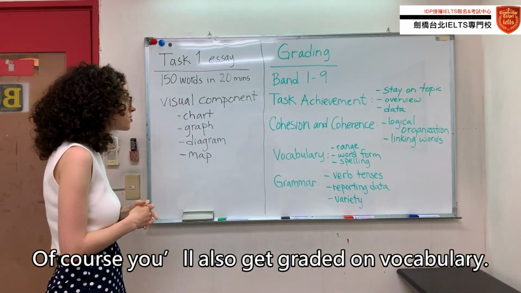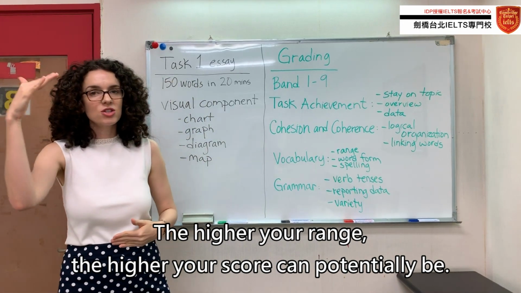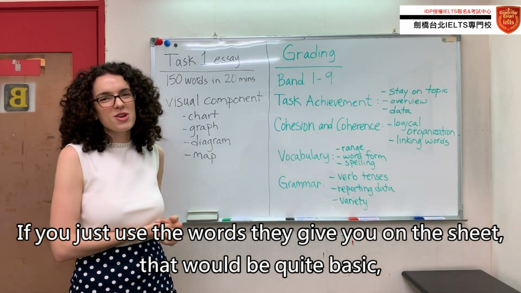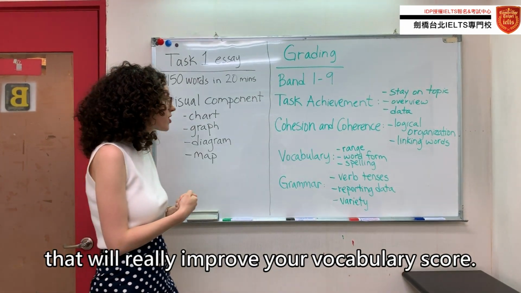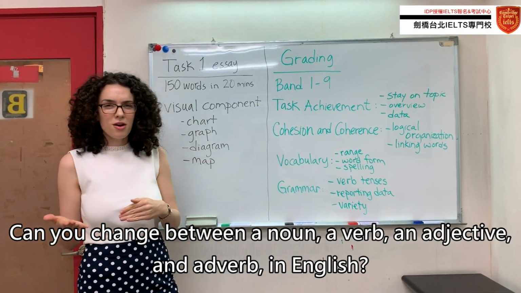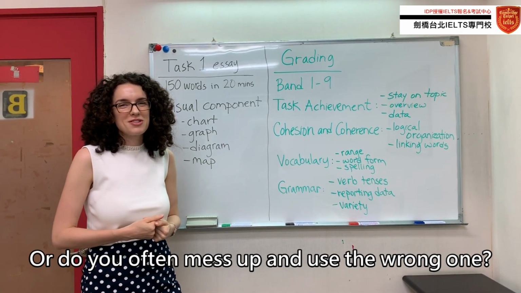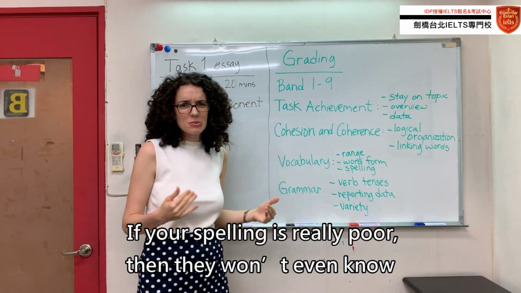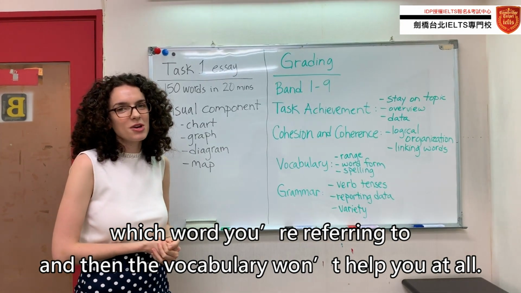Of course, you'll also get graded on vocabulary, and they're looking for a wide range of vocabulary. The higher your range, the higher your score can potentially be. If you just use the words that they give you on the sheet, that will be quite basic, but if you can think of your own synonyms or similar phrases, that will really help your vocabulary score. But don't forget to pay attention to word form. Can you change between a noun, a verb, an adjective, an adverb, and so on, in English? Are you good at that? Or do you often mess up and use the wrong one? Don't forget correct spelling. If your spelling is really poor, then they won't even know which word you're referring to, and then the vocabulary won't help you at all.